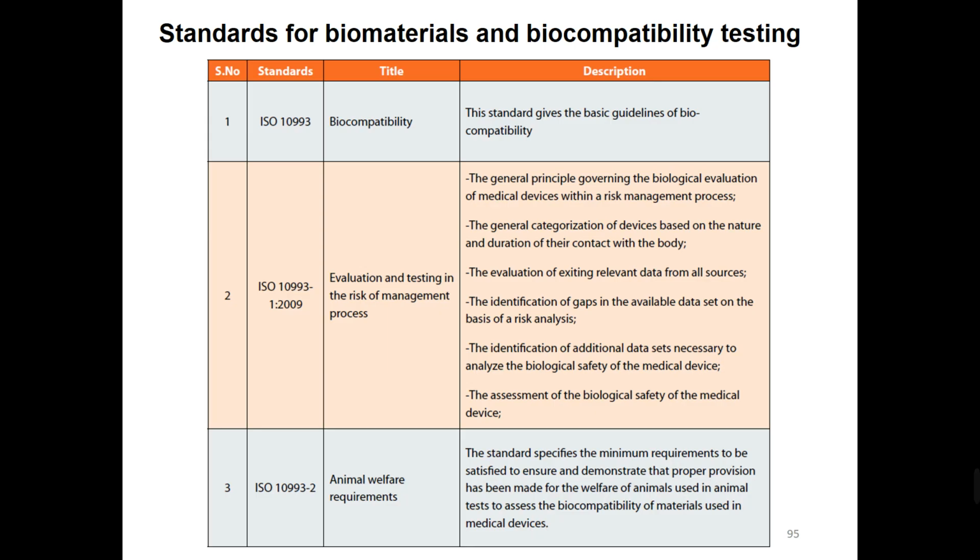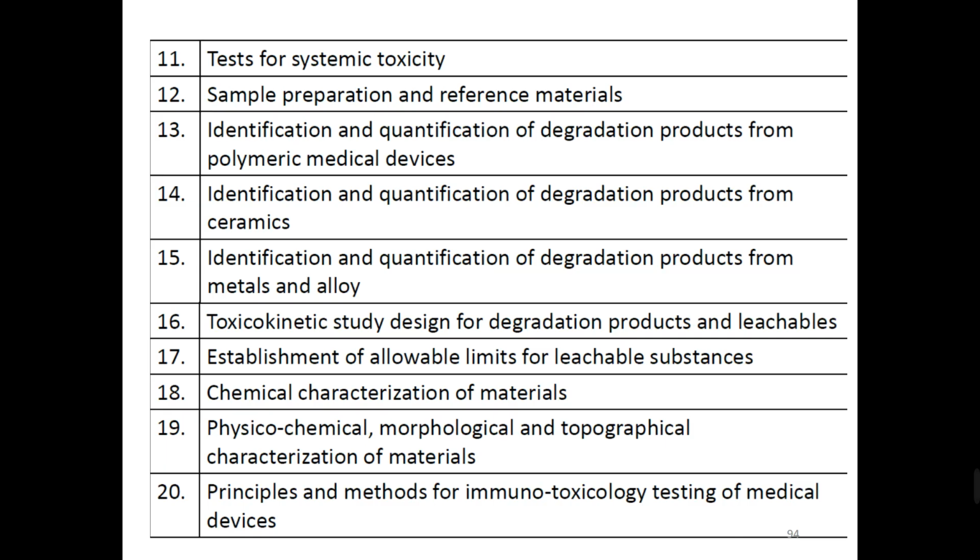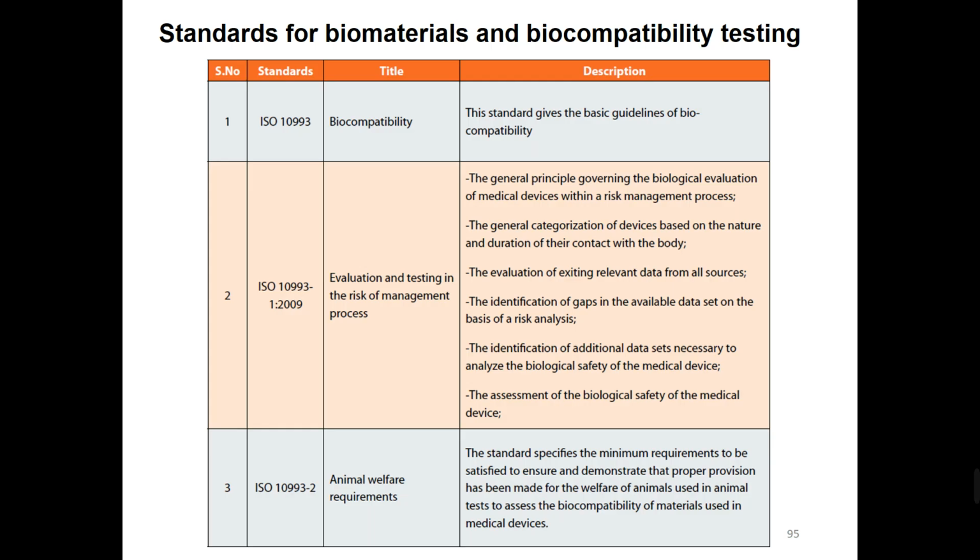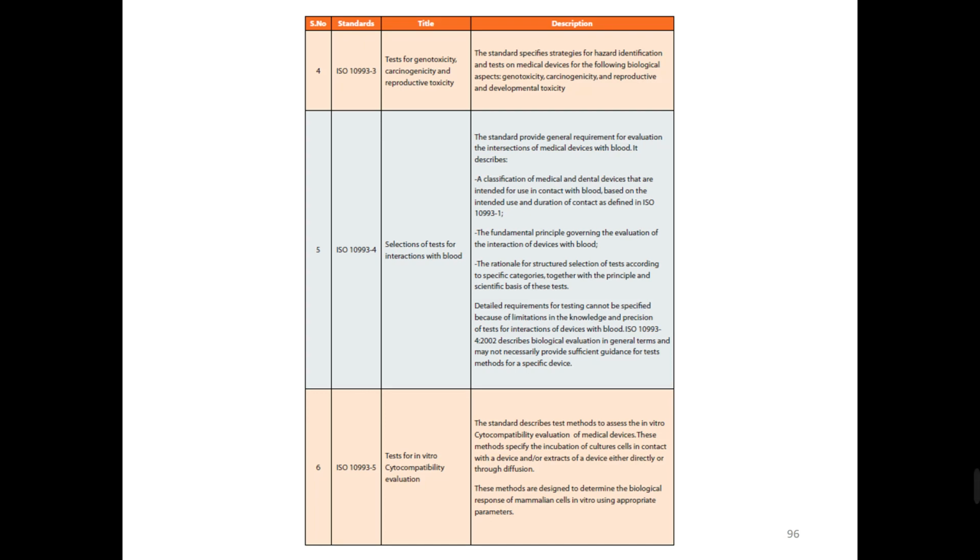Okay, biocompatibility, kita tengok balik biocompatibility sekejap: guidelines for biocompatibility evaluation, testing, the risk management process. Lain sikit. So untuk biomaterials and biocompatibility testing, kalau dia tidak ada extension number dekat belakang, dia akan jadi yang pertama, and then followed by the second one, evaluation and testing in the risk management process. Kita ada detailed description of that. We have animal welfare requirements yang ketiga, dan dia follow lah.